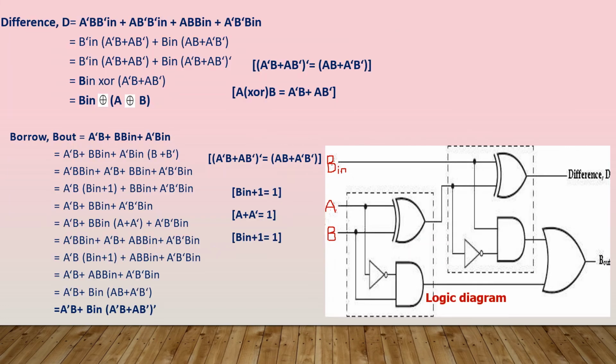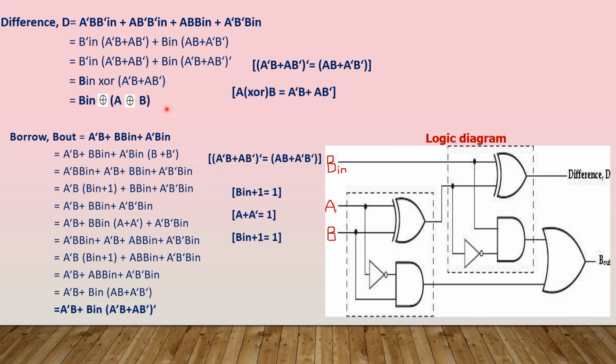There is another way to implement this full subtractor, and that is the implementation of the full subtractor using 2 half subtractors. For that, we have to simplify the expression. First we will consider the difference equation. Taking the common terms and simplifying this one, we'll get it as B in, that is borrow in, XOR A XOR B.